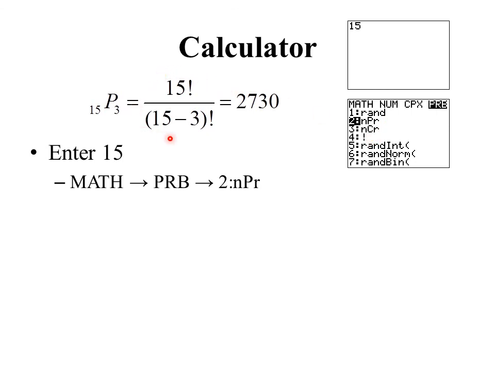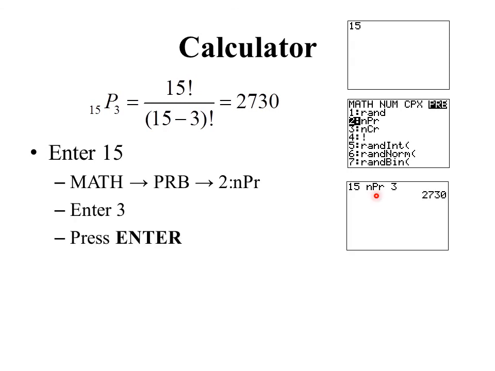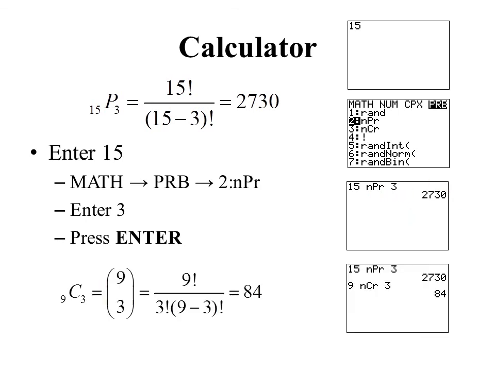If I wanted to enter this formula manually, I could use the factorial symbol there. But we want to do nPr, so we're going to choose option 2. When you do that, it will paste nPr back at the home screen. Then you simply enter the number 3 and press enter, and it gives you the result. Now we can do combinations in the same way. For instance, to do 9C3, we'd enter a 9, and then at the probability menu, we'd choose option 3, enter a 3, press enter, and you get your answer. So that's all there is to calculating permutations and combinations on the calculator.